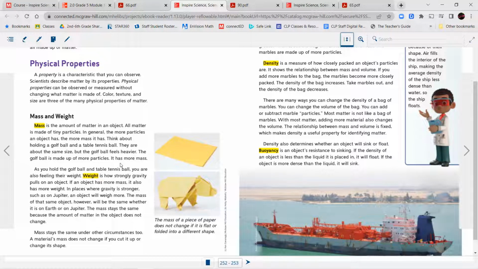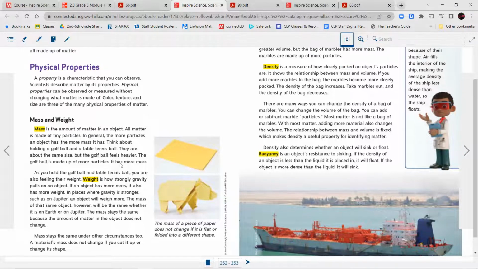Weight is how strongly gravity pulls on an object. If an object has more mass, it also has more weight. In places where gravity is stronger, such as on Jupiter, an object will weigh more. The mass of the same object, however, will be the same whether it's on Earth or on Jupiter. The mass stays the same because the amount of matter in the object doesn't change. Mass stays the same under other circumstances too. A material's mass doesn't change if you cut it up or change its shape.